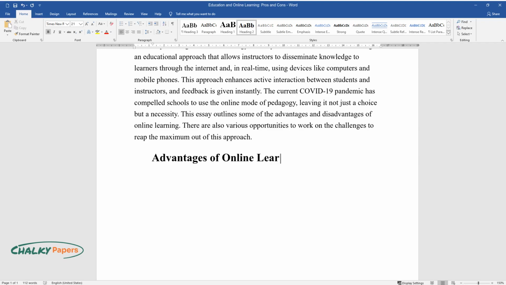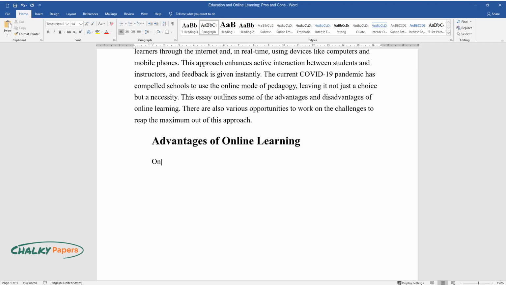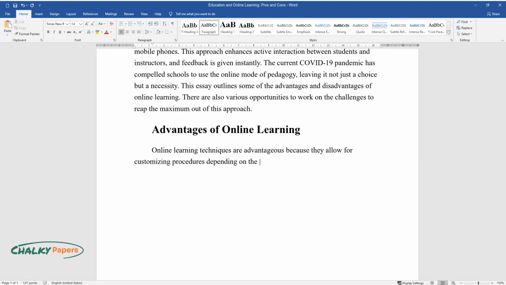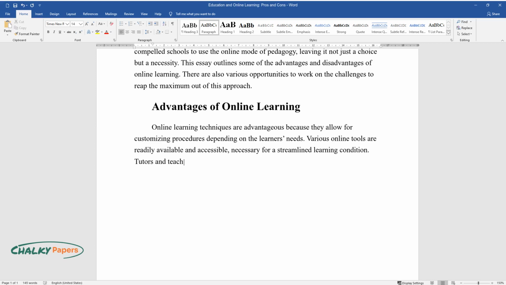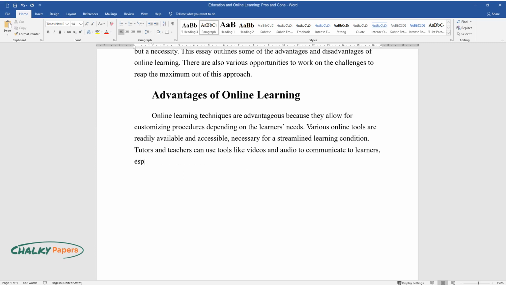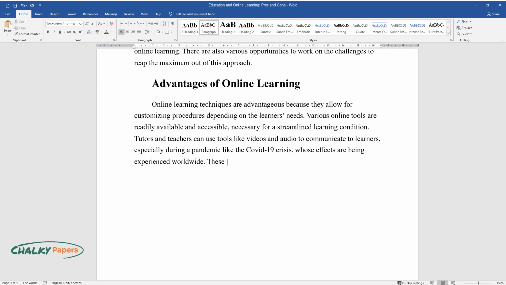Advantages of online learning. Online learning techniques are advantageous because they allow for customizing procedures depending on the learner's needs. Various online tools are readily available and accessible, necessary for a streamlined learning condition. Tutors and teachers can use tools like videos and audio to communicate to learners, especially during a pandemic like the COVID-19 crisis, whose effects are being experienced worldwide.